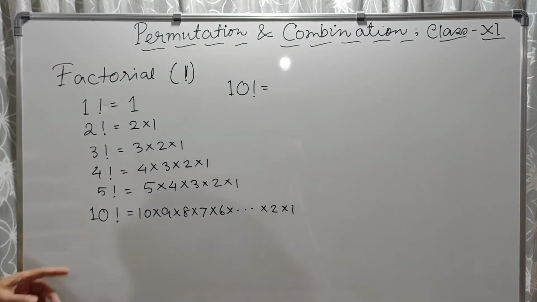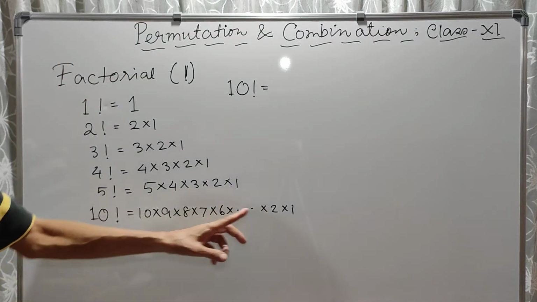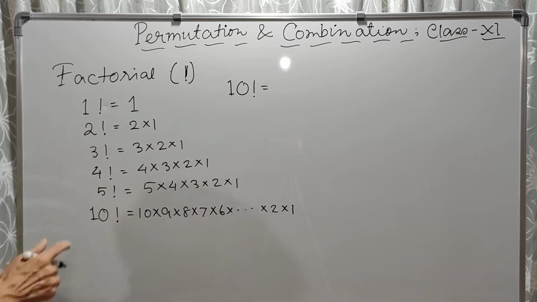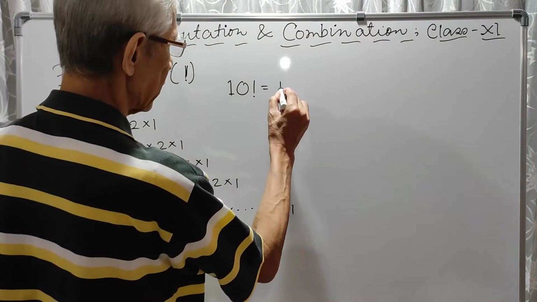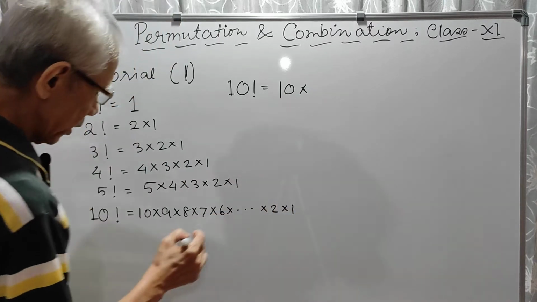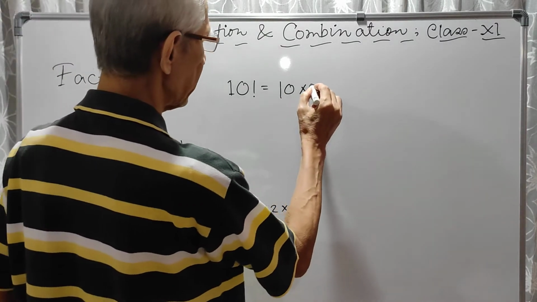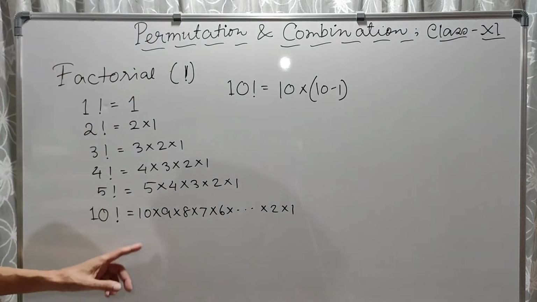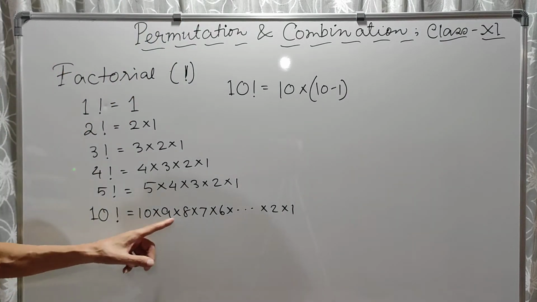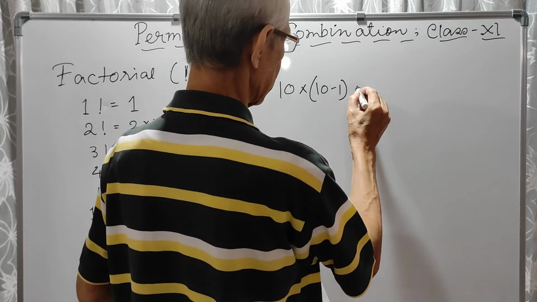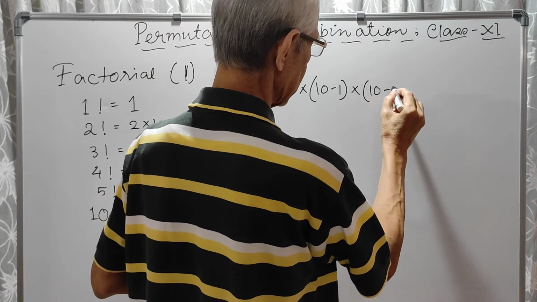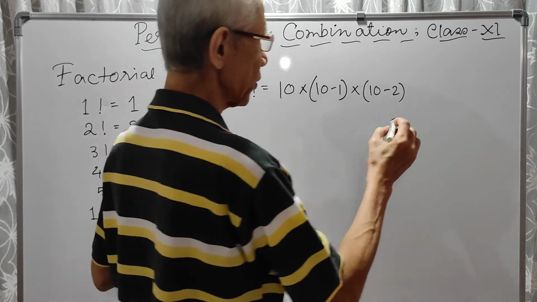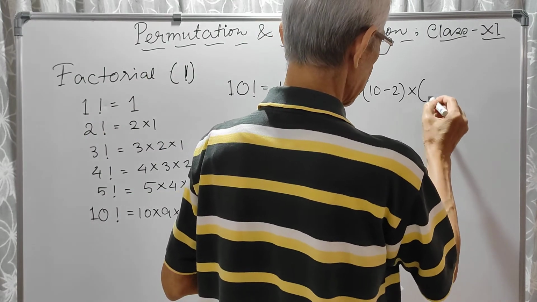Now if you see this factorial 10, it is 10, 9, 8, 7, all that, gradually decreasing by 1. So factorial 10 is 10 into this 9. 9 we can write as 10 minus 1, then 8. 8 is 10 minus 2. Then comes 7. 7 is 10 minus 3.